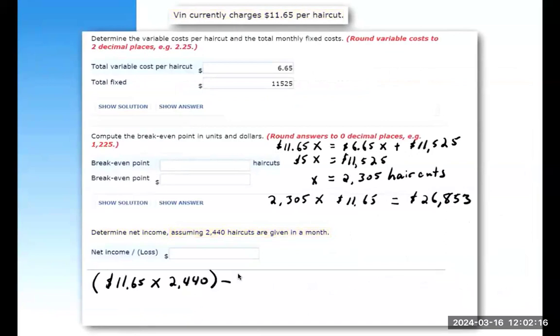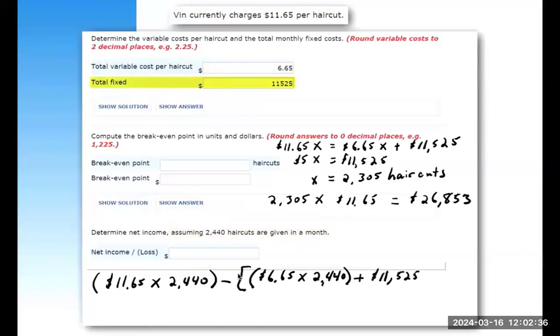minus our costs. And our costs will be, first of all, our variable costs of $6.65 times the number of haircuts, which is 2,440, plus our fixed costs of 11,525. So everything in the brackets here represents our costs, our variable costs plus our fixed costs. We're going to subtract those costs from our revenue, and we end up with net income of $675.